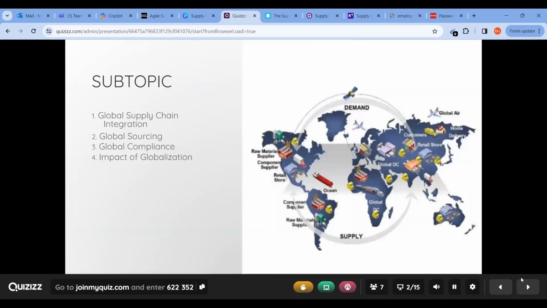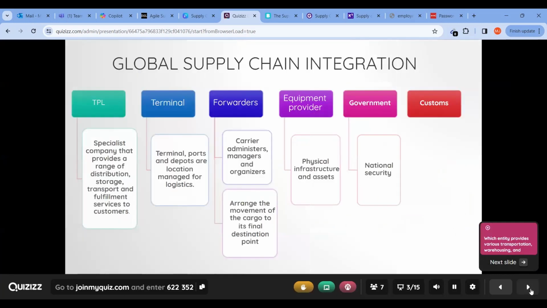So yeah, we're going to go through a lot of these things today. So 3PL is a specialist company that provides a range of distribution, storage, transportation, and fulfillment services to customers. Amazon being an example. Terminal ports and depots are locations managed for logistics. Forwarders or carrier administrators, managers and organizers, arrange the movement of cargo to its final destination point. Equipment providers supply physical infrastructure and assets. Government is national security.